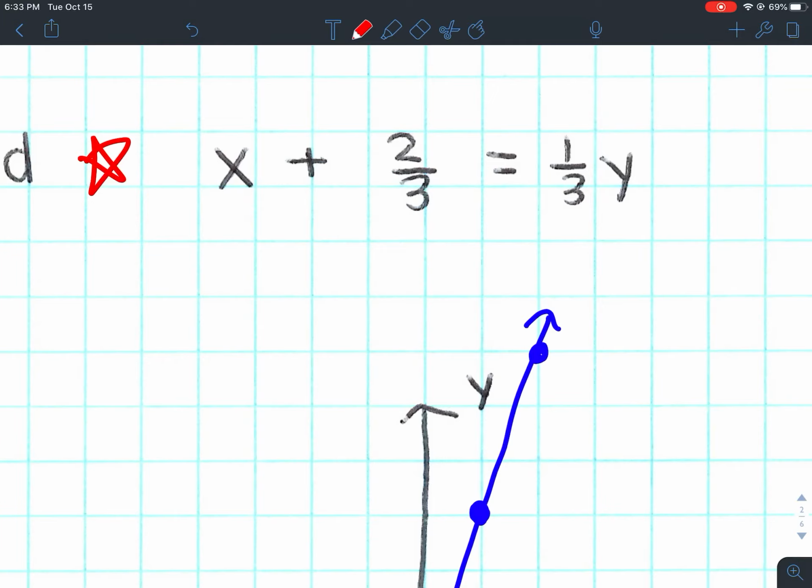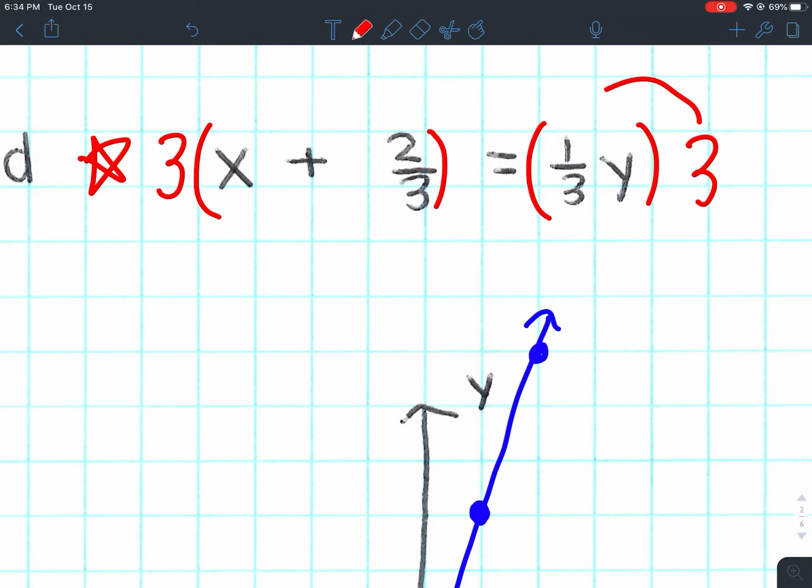You're like, well, I can divide everything by 1/3. That's going to be kind of gross. But we know a trick to get rid of fractions, right? You want to multiply by the least common multiple, or the least common denominator, which is going to be 3. So you have to multiply everything by 3. Anything you do to one side, you have to do to the other side. So if I do 3 times 1/3 y, I'm going to end up with just 1y, or y, because 1/3 times 3 is 1.